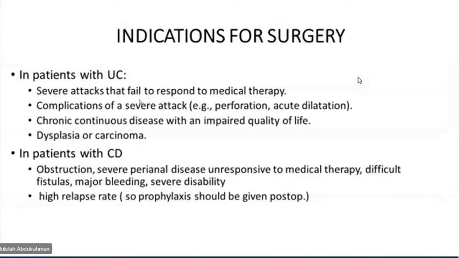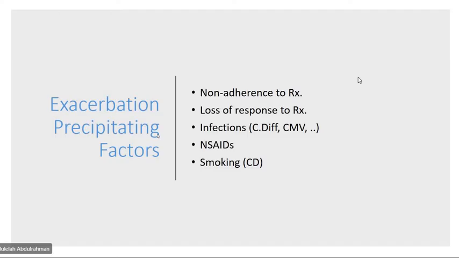Regarding complications, the indications for surgery in UC are different, but for Crohn's disease they are obstruction and severe anal disease not responsive to medical treatment. They have a high relapse rate. This is why after the first surgery for Crohn's disease, we sometimes need to put them on medication to prevent the need for a second surgery. And in colitis, the indication for surgery is either medical failure, or complications like perforation or toxic megacolon, or disease needing lifelong steroids, or in patients with carcinoma.